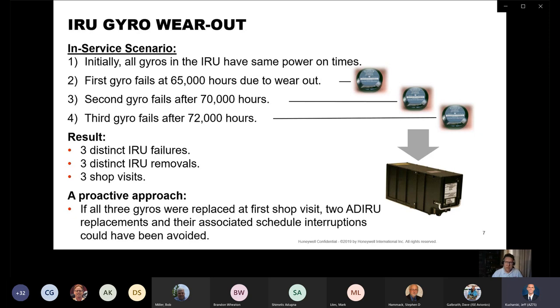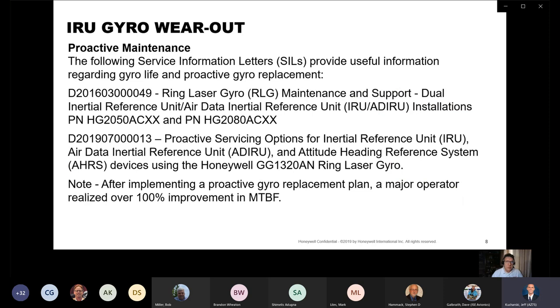So let's consider a proactive approach. If all three gyros were replaced at the first shop visit, two ADRU replacements and their associated schedule interruptions could have been avoided. Note that Honeywell provides two service information letters with useful information regarding gyro life and proactive gyro replacement. The document numbers are listed here and are available on our technical publication website. Note that after implementing a proactive gyro replacement plan, a major operator realized over 100% improvement in their MTBF.